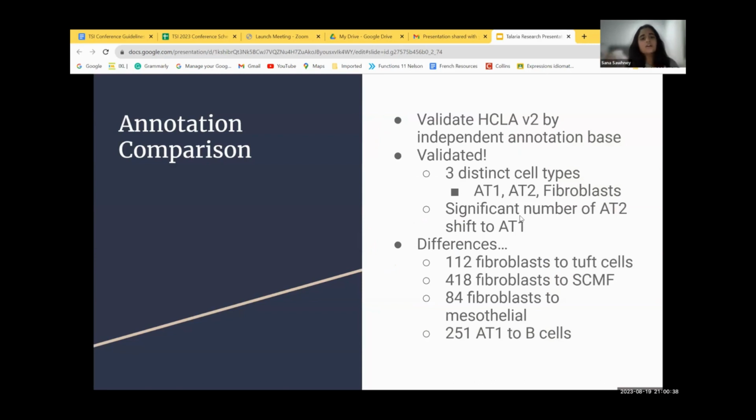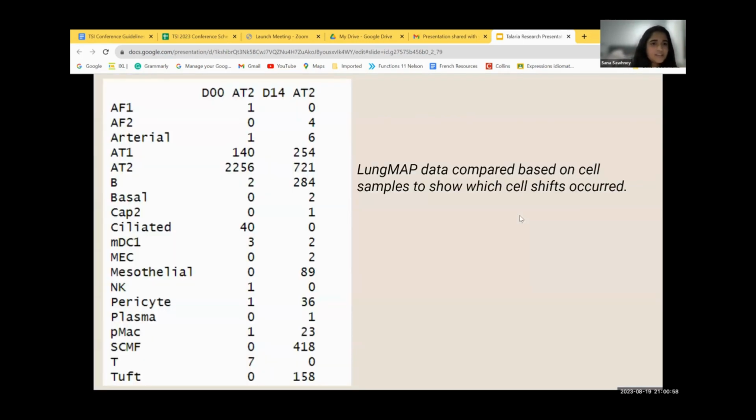So overall, as our final results area, a comparison was made to see if the annotation made with the organoid data was validated by an independent annotation database. That was where our LungMAP CellCards was used. On the next slide, we could see a table, and data in this table confirms that my analysis was validated.